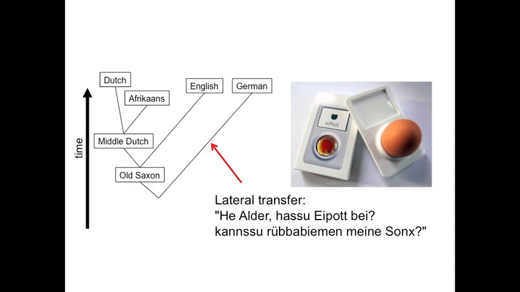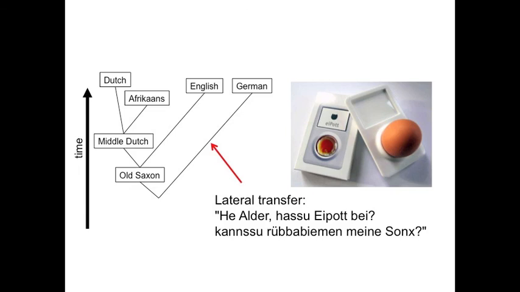And here's a German example. Those of you who have lived in Berlin, hey Alter, hast du iPod bei? Kannst du rüberbeamen meine Songs? This means, hey dude, you have an iPod, not to be confused with the thing where you crack your hard-boiled egg. Can you send me your songs? So this is clearly somehow Turkish grammar and pronunciation with an English word and just all mixed up into one thing. And this is lateral transfer.